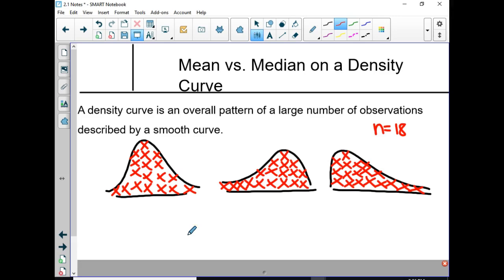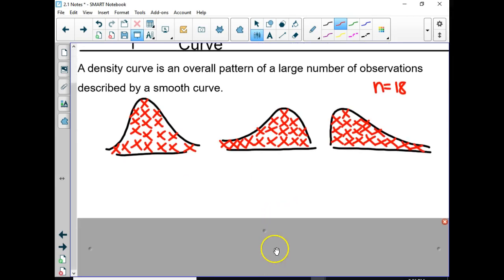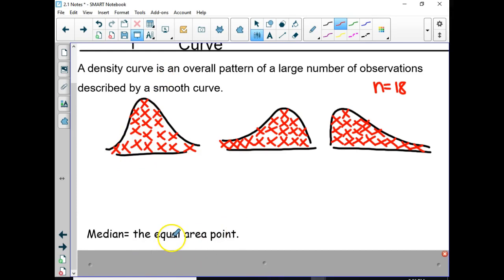Now, in order to estimate the median, I need to know what the median is. Those of you who have taken calculus should hopefully understand this as the area under the curve. The median is the place that separates the equal areas under the curve. The median is the equal area point.